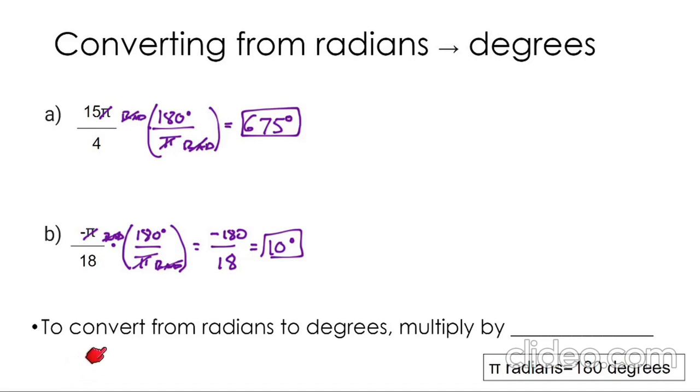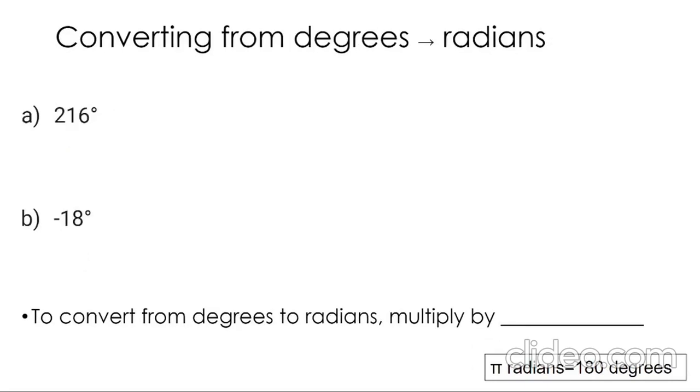Now our summary, your big takeaway from this slide, is to convert from radians to degrees, you will multiply by 180 degrees over pi radians. Okay, so write that in your notes, store that in your memory banks. That's how we convert from radians to degrees.